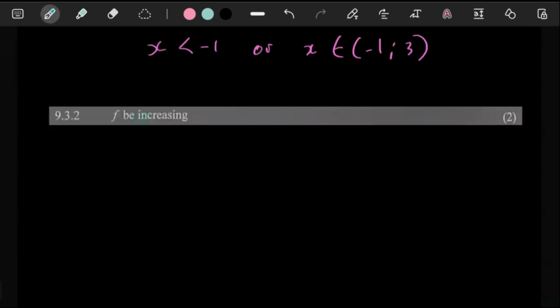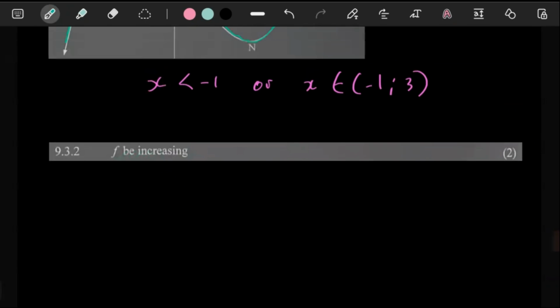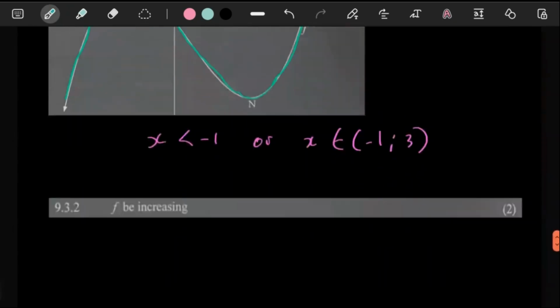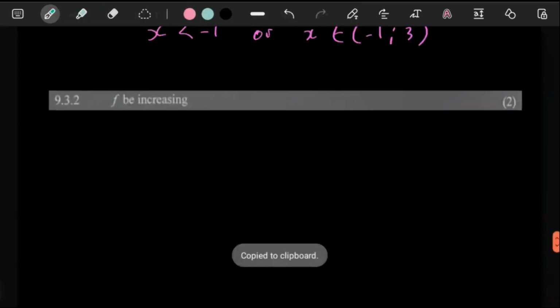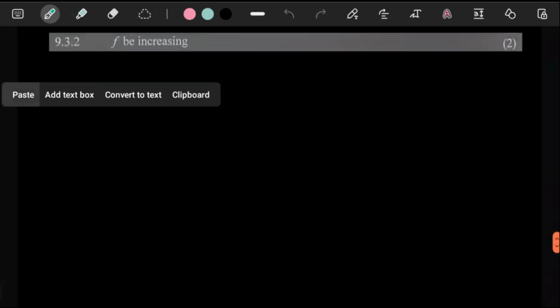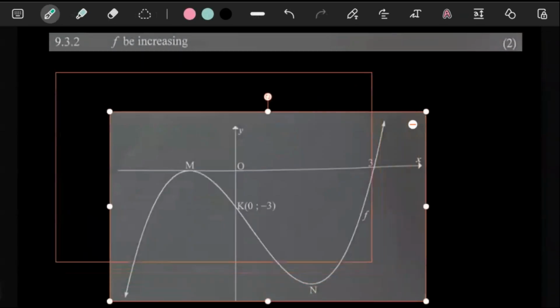What are they asking us for 2 marks here? For 2 marks, they're saying where will f of x be increasing? Okay, so in terms of where the graph is increasing, it's also a matter of just looking at the sketch. We might as well copy it and paste it again here, because we can do that.